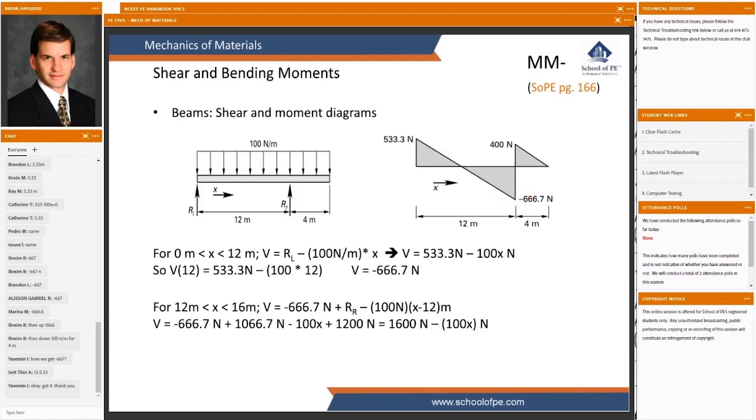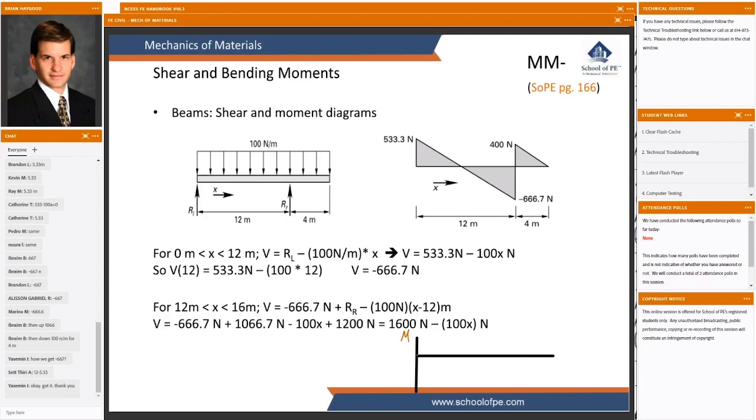Now let's do the same for moments and figure out what we're going to do there. The moment diagram is made in exactly the same way the shear diagram is. But instead of basing our moment, so with the shear diagram, we base the shear diagram on the free body diagram. We're going to base the moment diagram on the shear diagram.